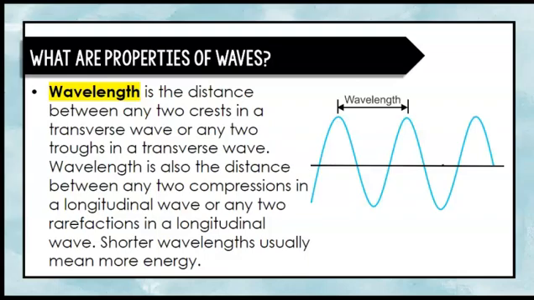Well, wavelength is the distance between any two crests in a transverse wave or any two troughs in a transverse wave. Wavelength is also the distance between any two compressions in a longitudinal wave or any two rarefactions in a longitudinal wave. Shorter wavelengths usually mean more energy.